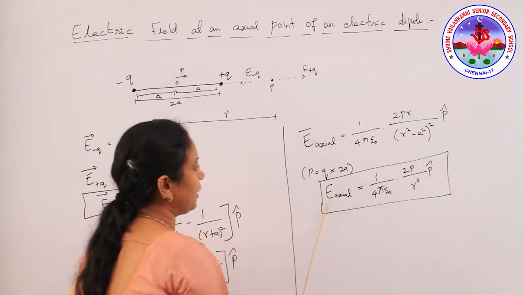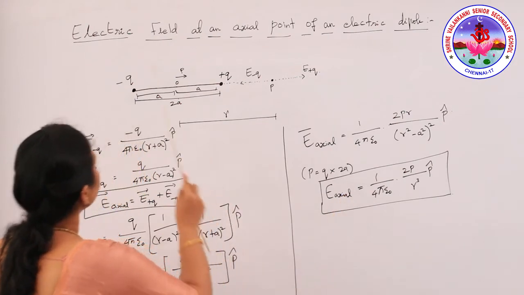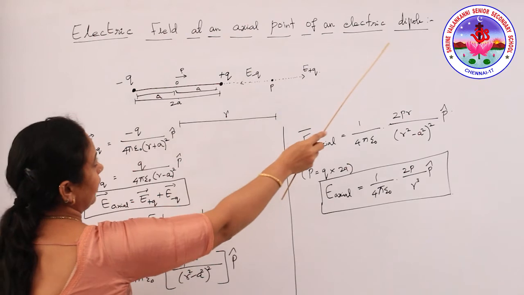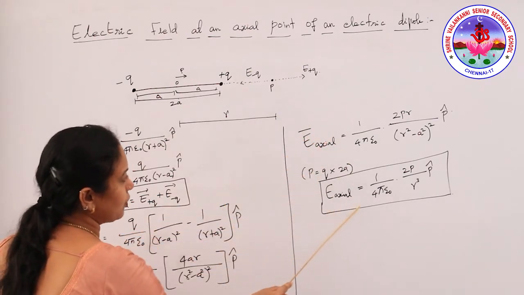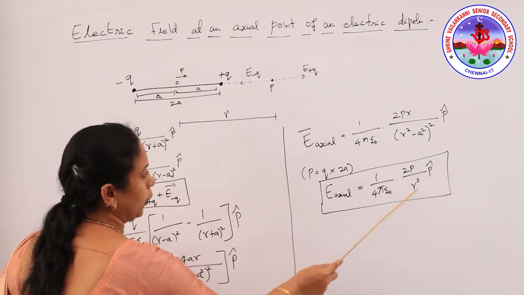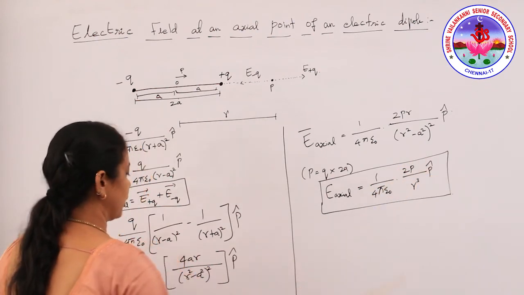So, this is the value for the E axial, that is the electric field at an axial point of an electric dipole. E axial is equal to 1 by 4 pi epsilon naught, 2P by R cube, into P vector.